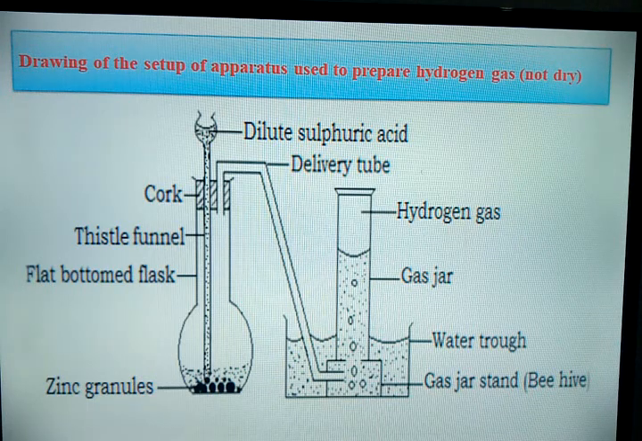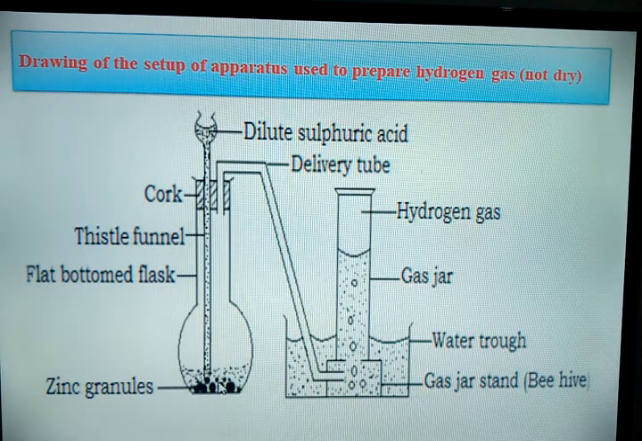In this setup, we see that zinc granules are placed in a flat bottomed flask. For all reactions where we don't have heating involved, make sure that the flask you use is a flat bottomed flask. Then zinc granules are put in this flat bottomed flask because it is a solid, it can't flow. You're going to add dilute sulfuric acid to the zinc granules such that the reaction takes place.